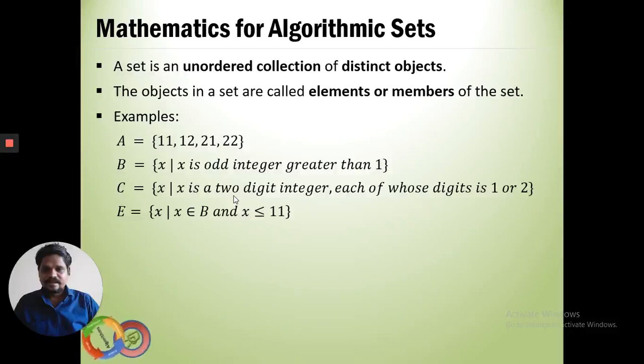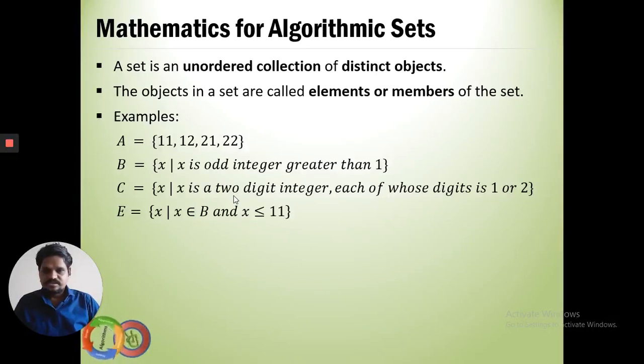Third one is the same. X is a two-digit integer. Each digit is 1 or 2. Okay, so I think here you can imagine that the particular C is equivalent to A. Whatever we are talking about, it is a two-digit number. Okay, so two-digit numbers are from 10 to 99. Now each digit must be 1 or 2. So in this, there are only four possible combinations: 1 1, 1 2, 2 1, and 2 2. So this is the equivalent set as we have discussed in A.